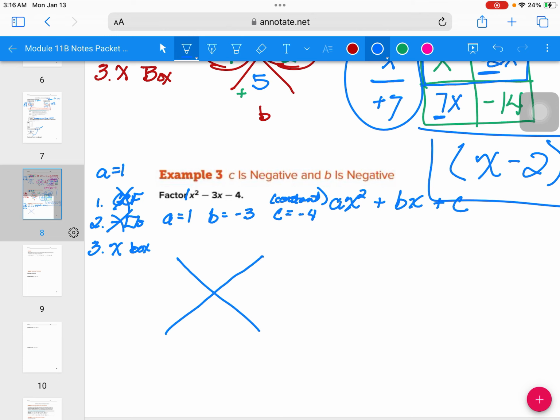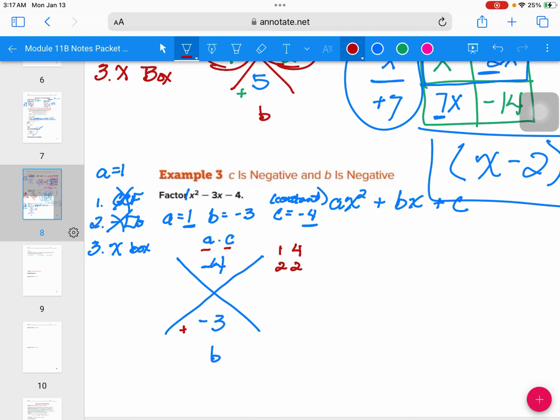In X box, I am putting the value of a times c up here at the top. My a value is 1. My c value is negative 4. 1 times negative 4 is negative 4. And my b value, and I remember b stands for bottom, so b is on the bottom, and that is negative 3. So I'm looking for factors of negative 4, two numbers that multiply to give me a negative 4, and add to give me negative 3.